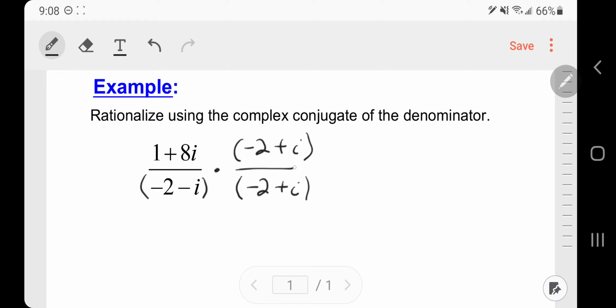Now again, the complex conjugate means that you're keeping your terms the same, but you're just changing the middle sign. So for -2 - i, the conjugate would be -2 + i.